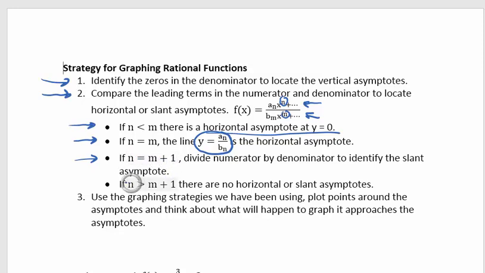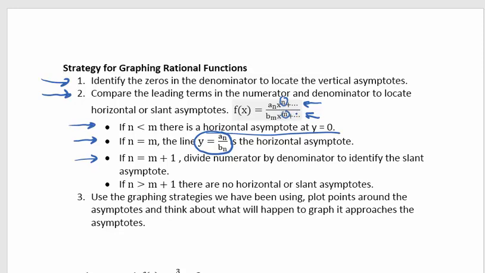Now, if we have more than that, we don't get any asymptotes at all. So if n is higher than m plus 1, more than 1 degree higher up here than it is down there, we don't have to worry about any horizontal or slant asymptotes.